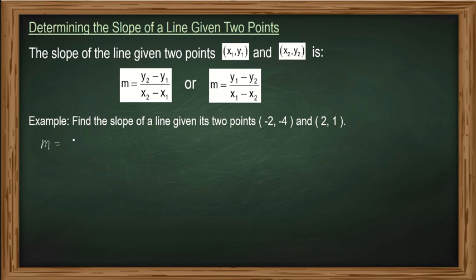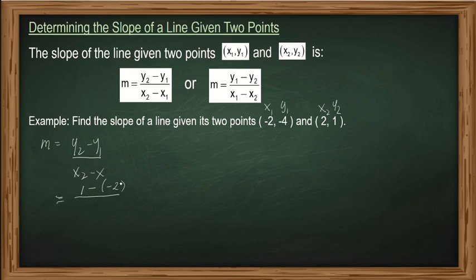M is equal to y sub 2 minus y sub 1. So our y sub 1 is this, and this is our y sub 2. Then divided by x sub 2 minus x sub 1. This is our x sub 2, meaning the x coordinate of the second point. Ito naman ang x sub 1, ibig sabihin, x coordinate ng first point. Then we substitute. So we have y sub 2 is 1 minus our y sub 1 is negative 2.